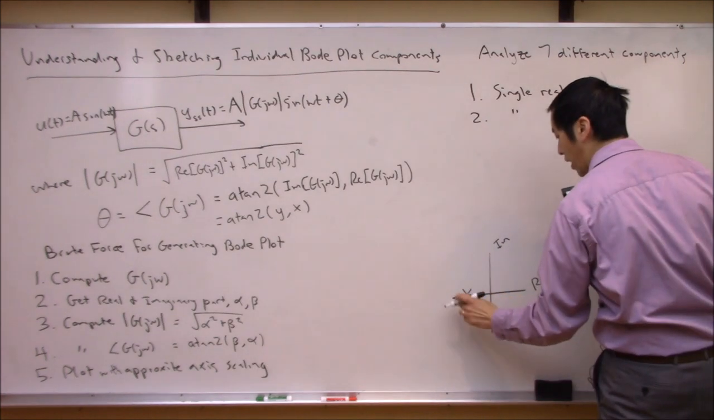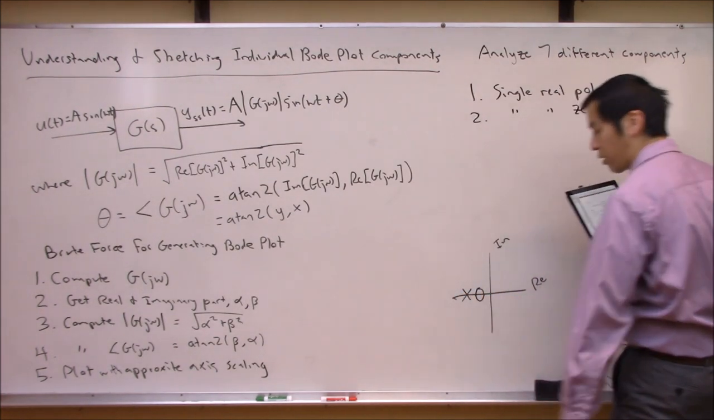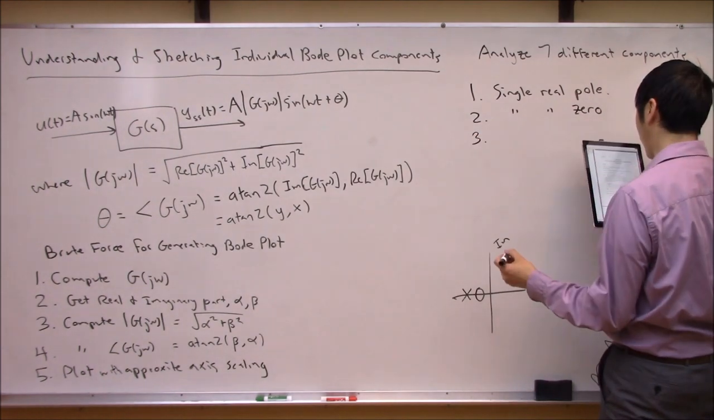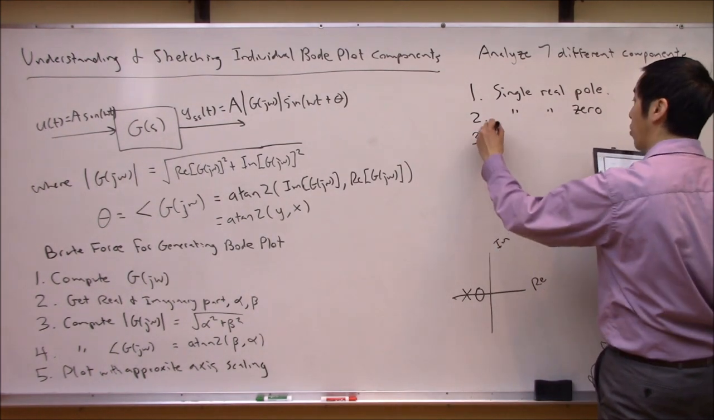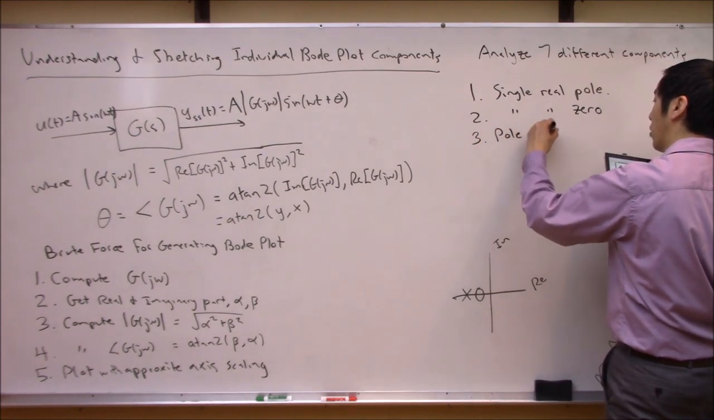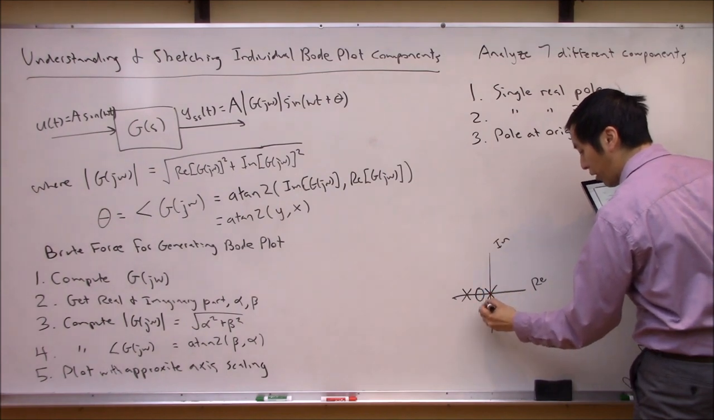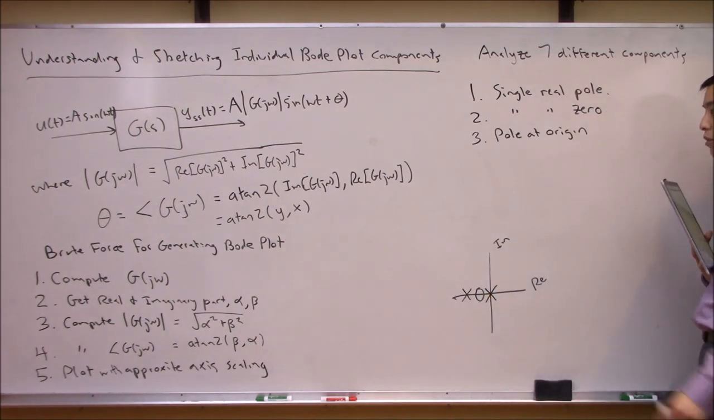The second thing I'd like to look at is, how about a single real zero? Again, you could also have a real zero. Something like that could make up your transfer function. The third component I'd like to investigate is, how about a pole at the origin? It's very possible that you have a pole right there. What does that Bode plot look like?